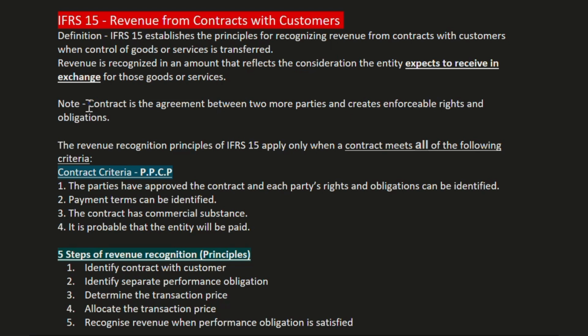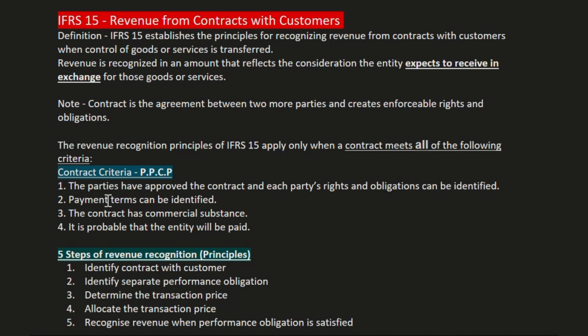The definition of a contract is an agreement between two or more parties that creates enforceable rights and obligations. The revenue recognition principles of IFRS 15 apply only when the contract meets all of the following criteria. The contract criteria: first, the parties have approved the contract and each party's rights and obligations can be identified.